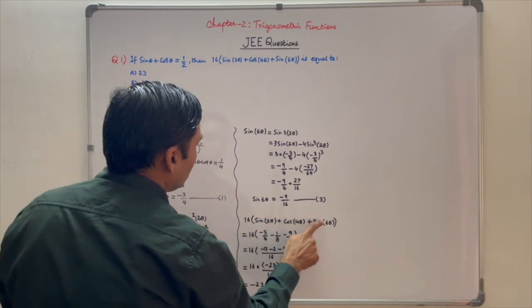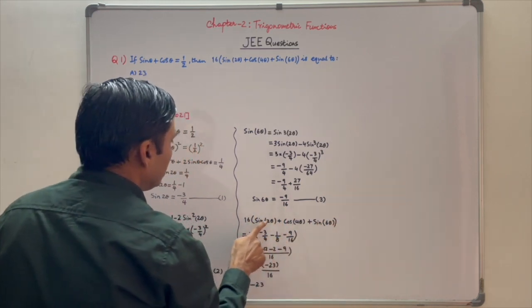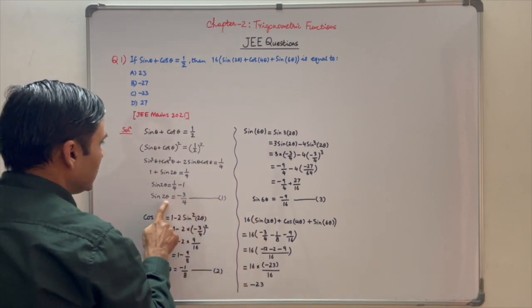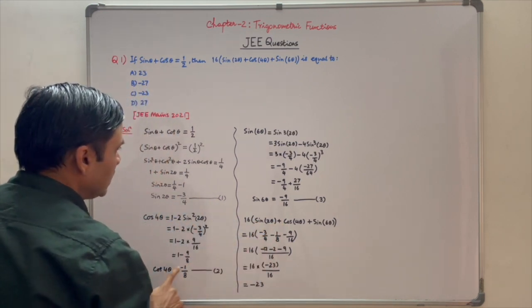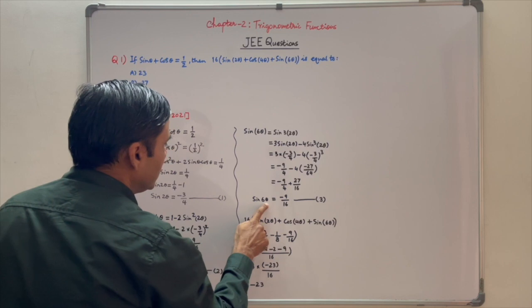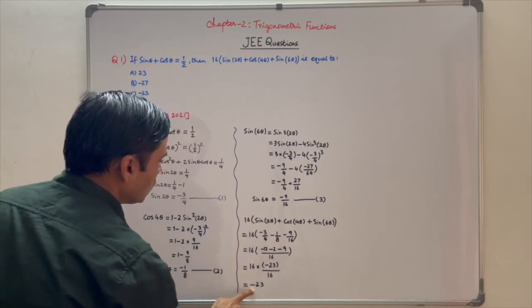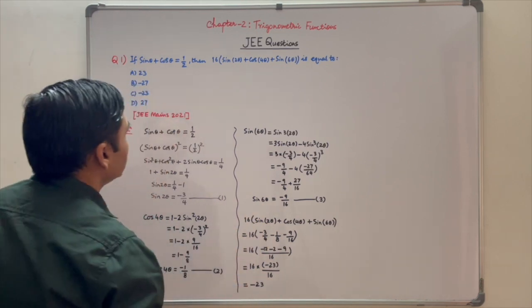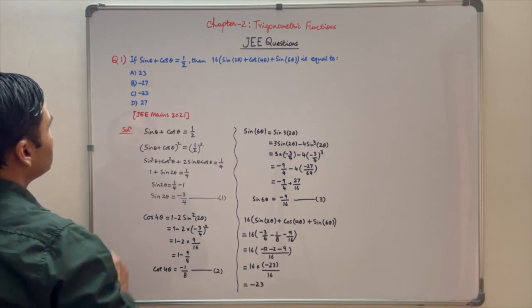Now we can get the value of this expression by putting the value of sine 2 theta from here, cos 4 theta from here and sine 6 theta from here. So value of the expression comes out to be equal to minus 23. So the correct option is option C.